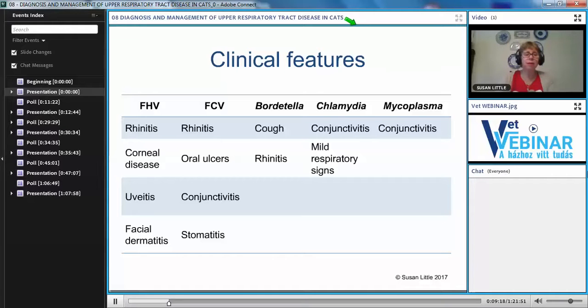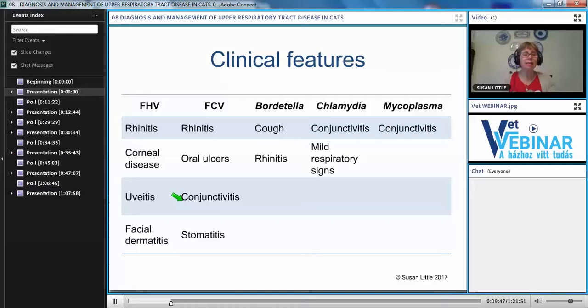So one of the key differentiating clinical features between herpes and calici is for herpes virus, we're a little bit more likely to see corneal disease like corneal ulceration. We're going to look at some examples of that in a few minutes. And with calicivirus, we're more likely to see oral ulceration. Remember, though, that cats can have both viruses. So there's no law that says they only get one of these infectious diseases. They certainly can get more than one.